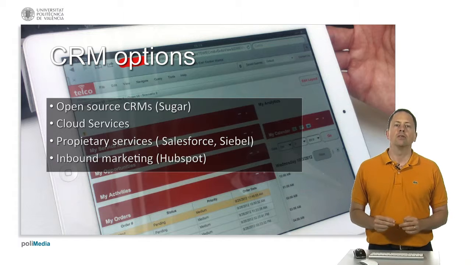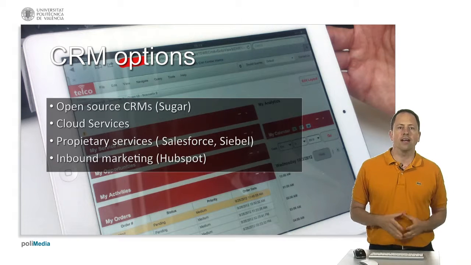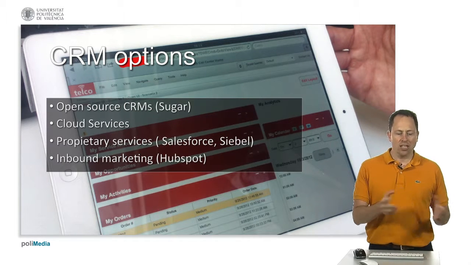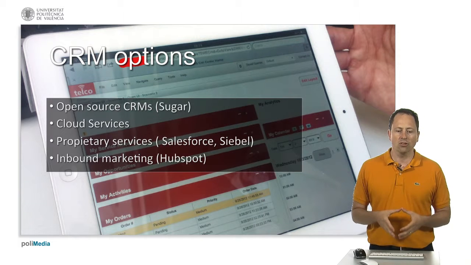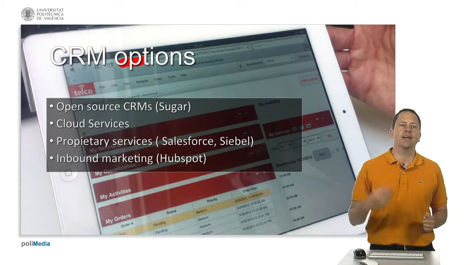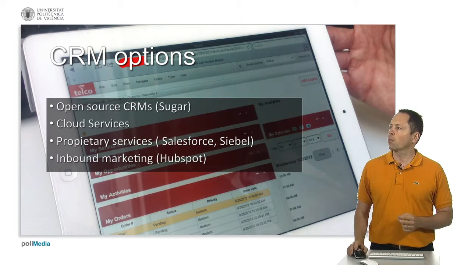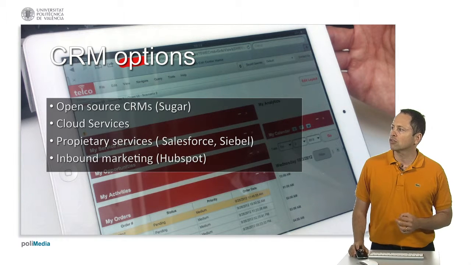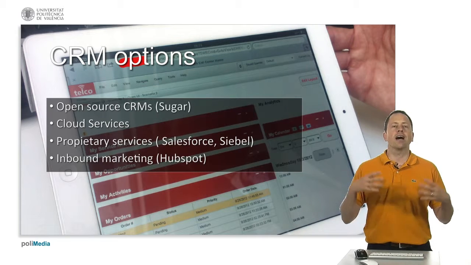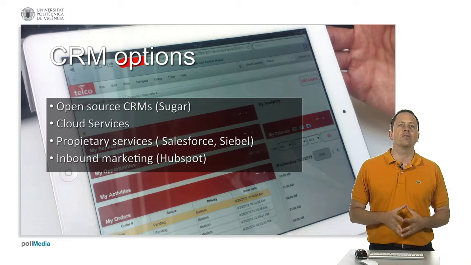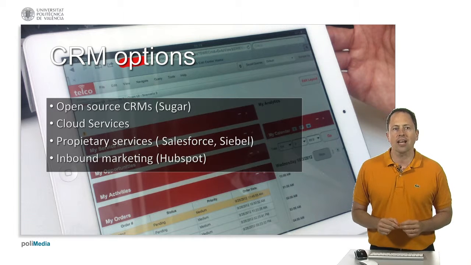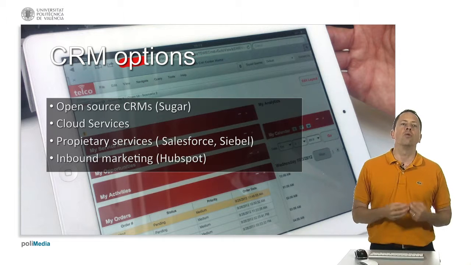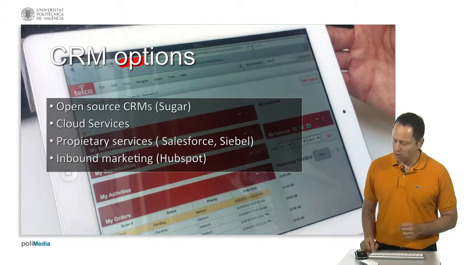You can also find cloud services, with Sugar or with other CRMs, where you don't have any machine or any software installed on your premises. Everything is given to you from the cloud, from the internet. You also have proprietary services, usually for bigger companies, for example, Salesforce or Siebel. And more and more you will find what are called inbound marketing solutions, like HubSpot, that try to manage all the information gathered through web and internet interaction with the client.